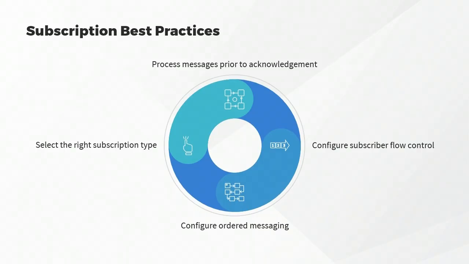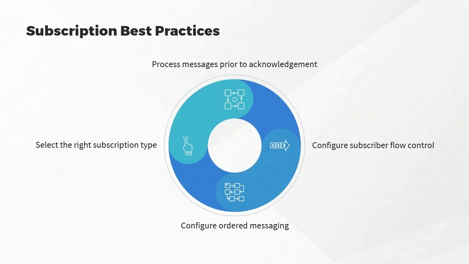So on the publisher side, if you send messages with an ordering key in the same region, you can configure the subscribers to receive those messages in order, or you can acknowledge the messages in order as well. Those are some of the best practices for ordered messaging. This is how we can configure ordered messaging.